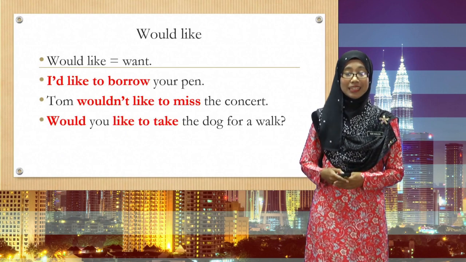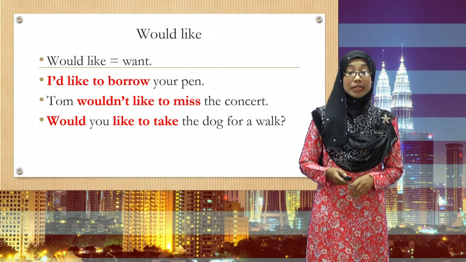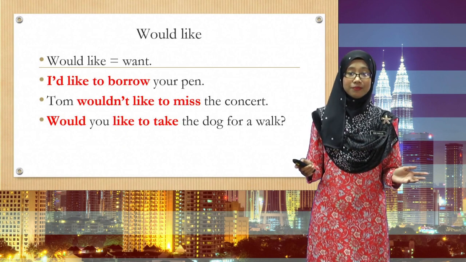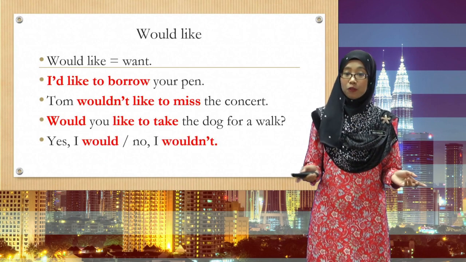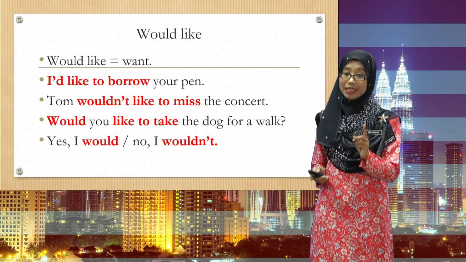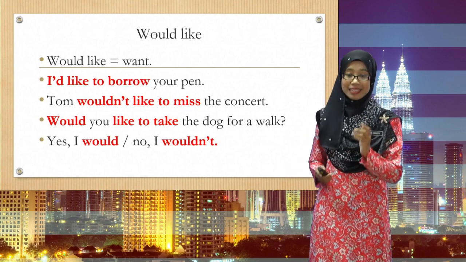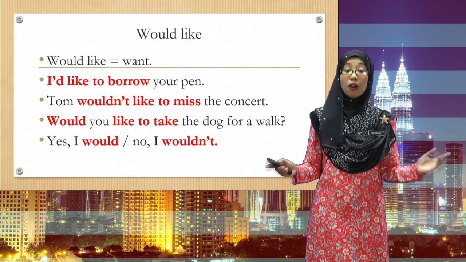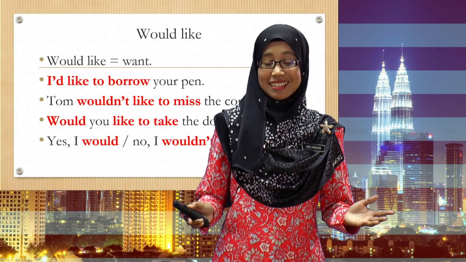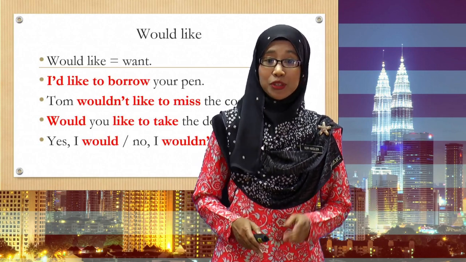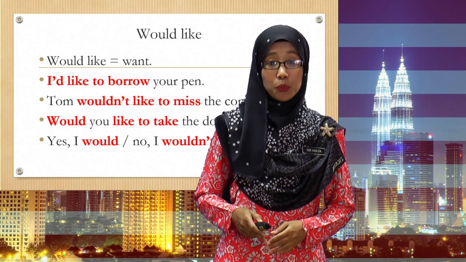The third example is a question. We put would at the beginning of the question. Would you like to take the dog for a walk? You can give short response for this question by answering yes, I would, or no, I wouldn't. Dear students, I hope you can understand how to use would like and wouldn't like.